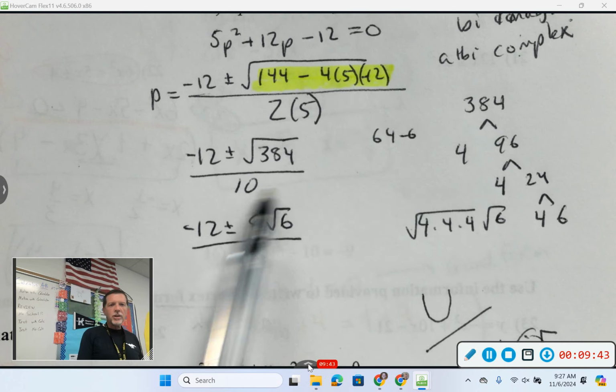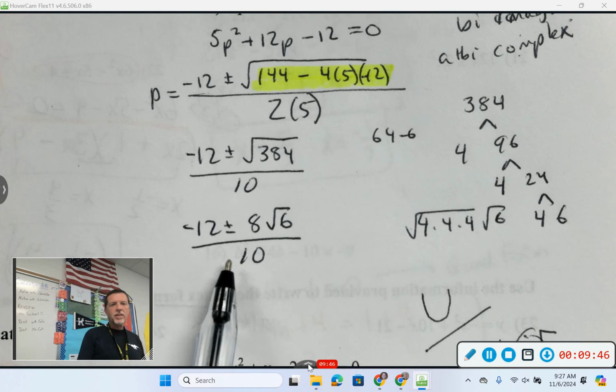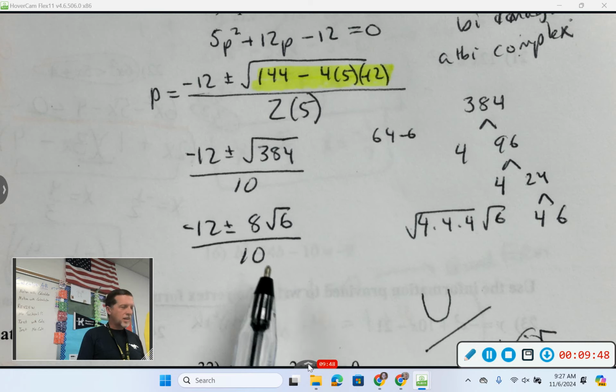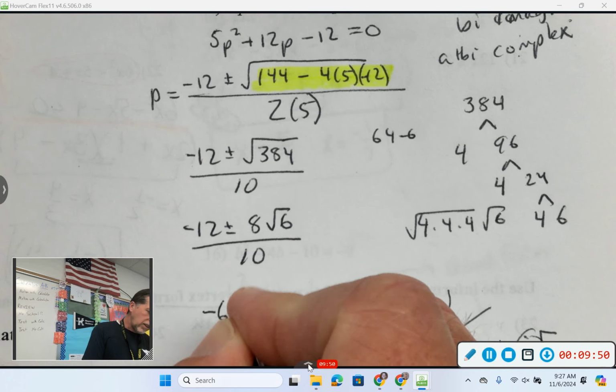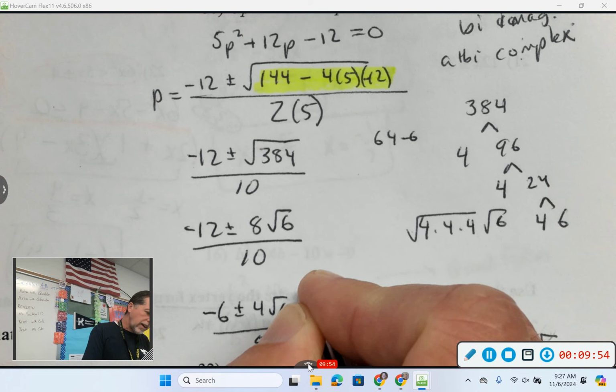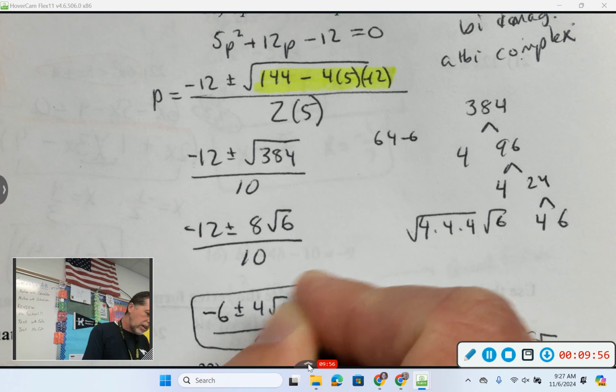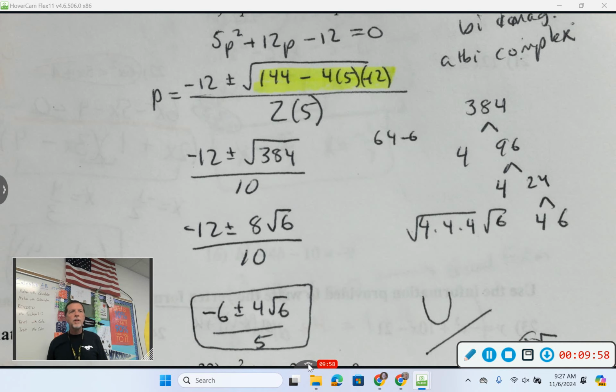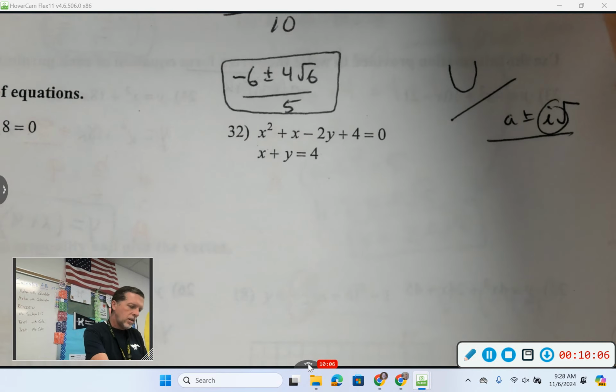What's left to do here? What do I need to do with this? Simplify by 2. So negative 6 plus or minus 4 root 6 over 5. How many answers is that? 2. Yeah, it's one statement, but it's 2 answers there.